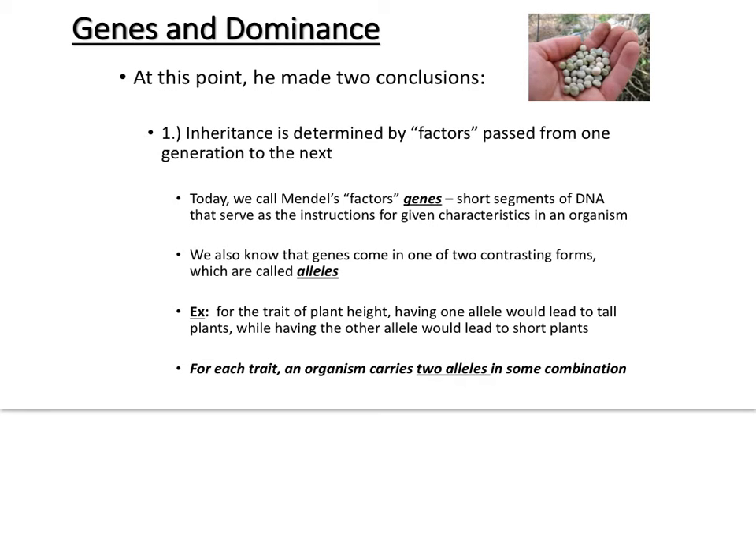We also know today that genes come in one of 2 contrasting forms or versions, and we call these alleles. So basically, you inherit alleles that determine what your characteristics are. Like I put on this slide, for the trait of plant height, you could have a tall allele and a short allele that could be given to your offspring. For every trait, an organism will carry 2 alleles in some combination. These 2 alleles would be one from your mom and one from your dad when we talk about sexual reproduction, and we'll get into that a little more later on.